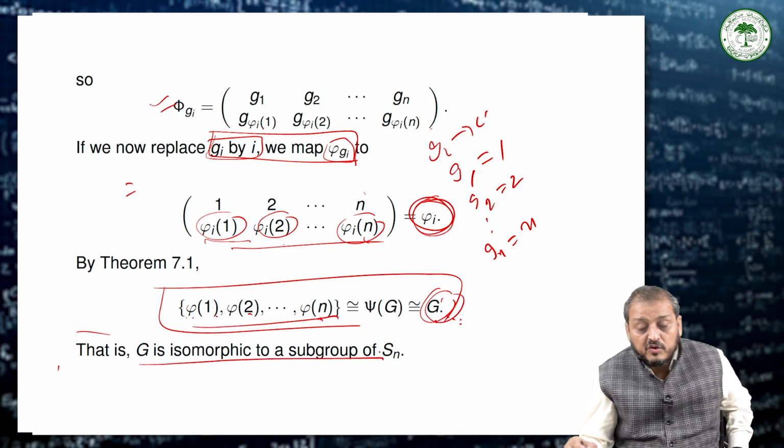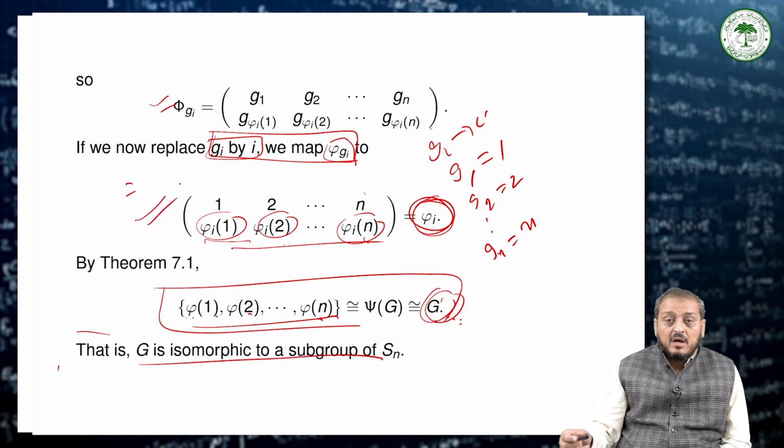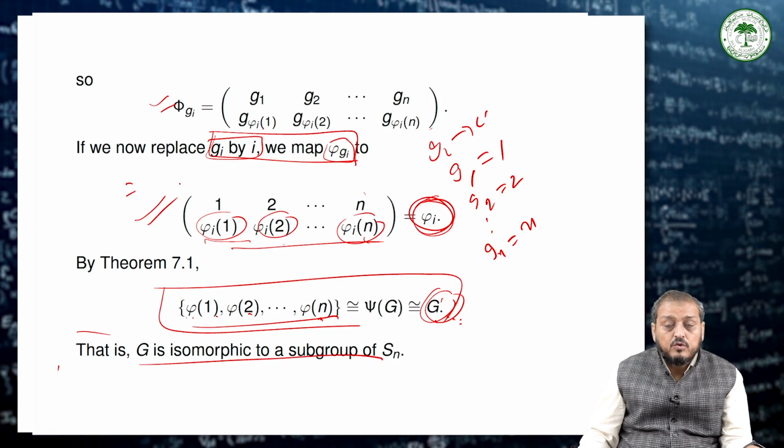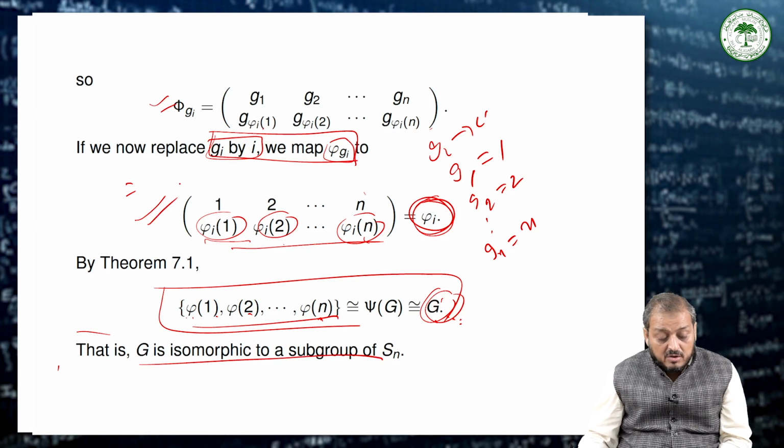So G is isomorphic to some permutation group. So this completes the proof of this corollary.